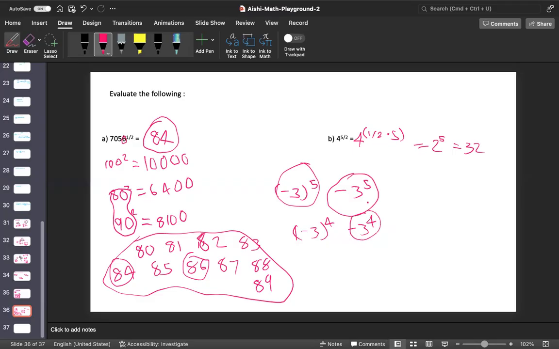So this tells us that if the exponent is odd, they are the same. If the exponent is even, they are different. Fun proof. Well, it's logical.